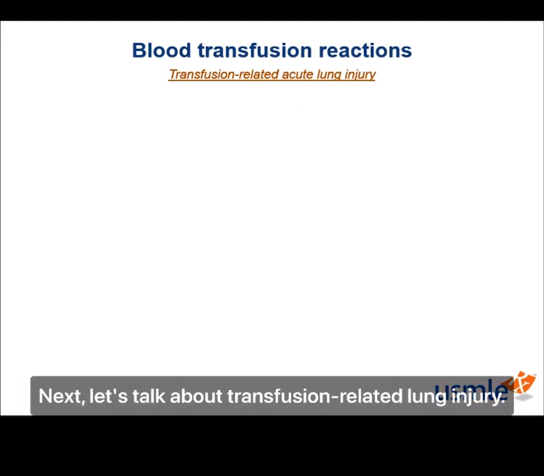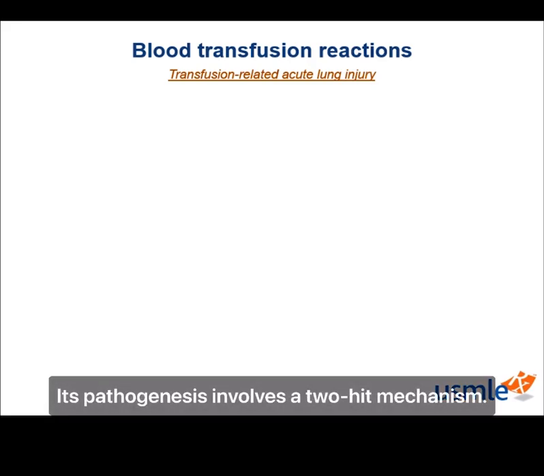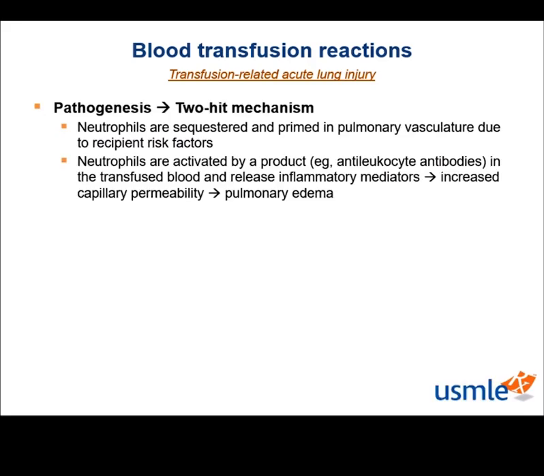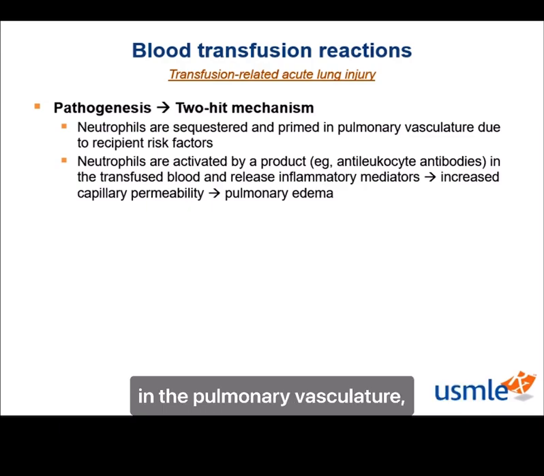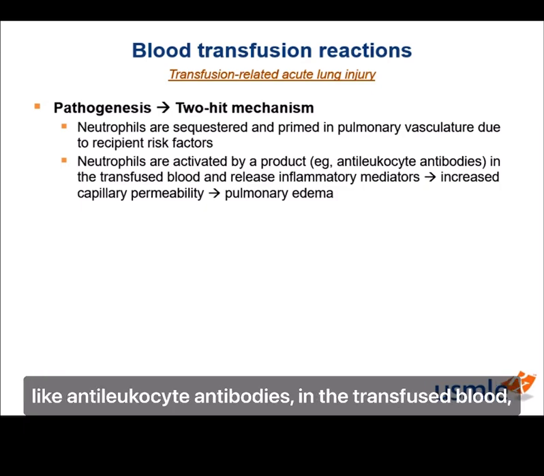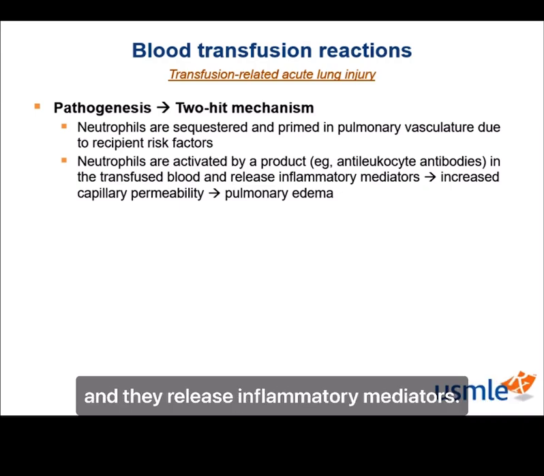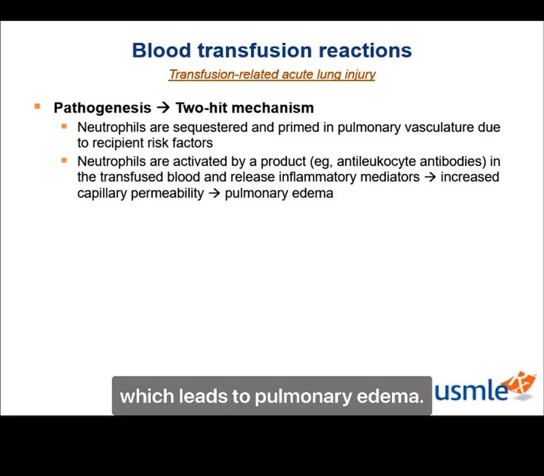Next, let's talk about transfusion-related lung injury. Its pathogenesis involves a two-hit mechanism. First, neutrophils are sequestered and primed in the pulmonary vasculature because of a recipient's risk factors. Then, the neutrophils are activated by a product, like anti-leukocyte antibodies, in the transfused blood, and they release inflammatory mediators. These mediators lead to an increased capillary permeability, which leads to pulmonary edema.